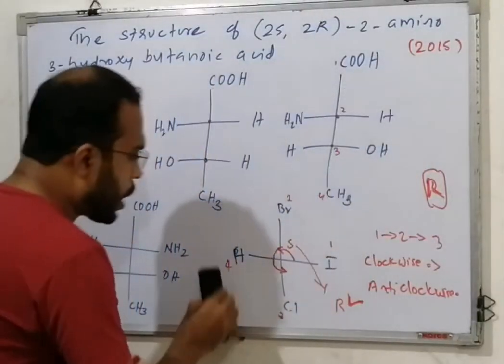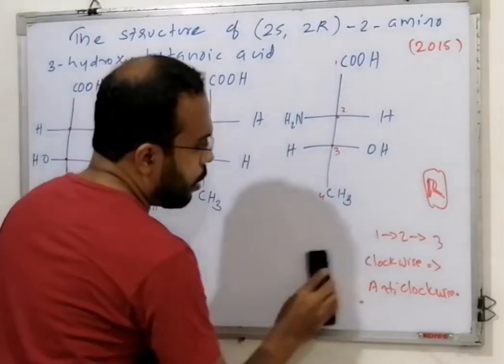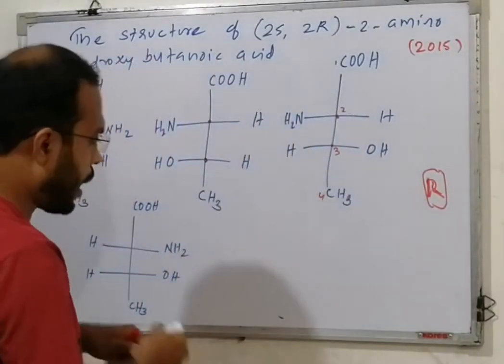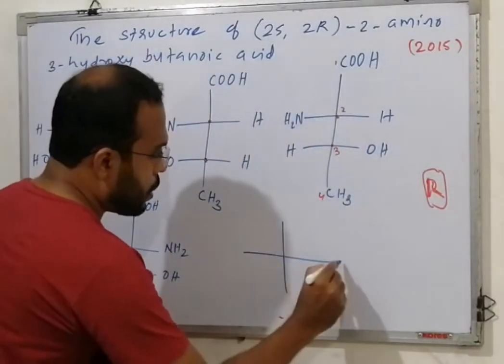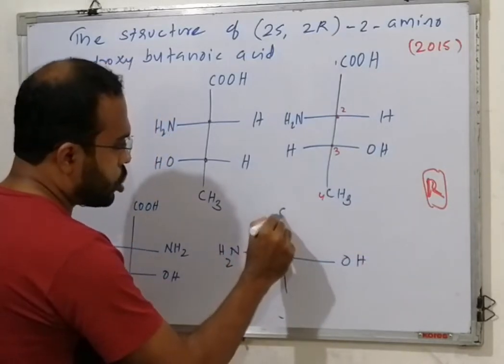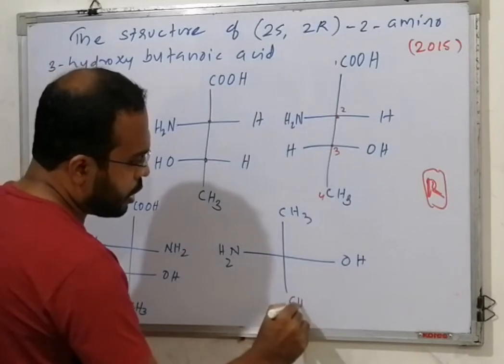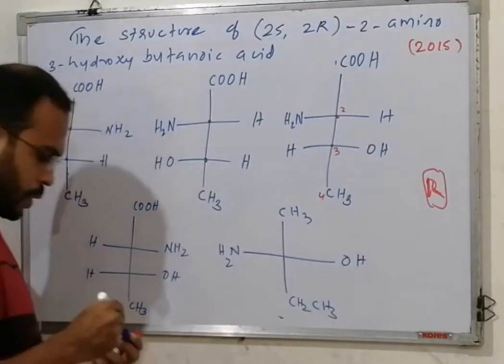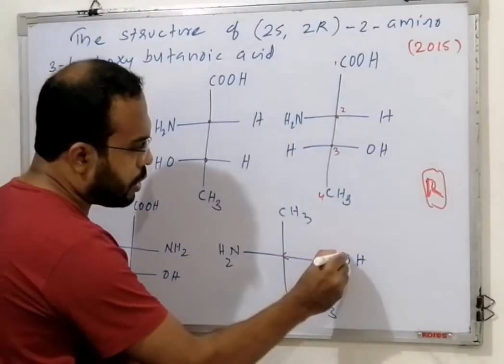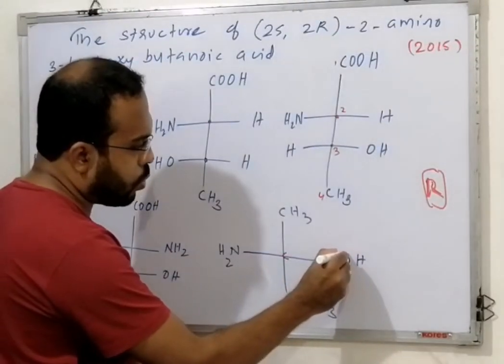Okay, now we can go to another example. Some critical examples. Okay, I give you another one. OH, NH2, CH3, CH2, CH3. Okay, this is a chiral carbon. The atom attached to the chiral carbon is O.